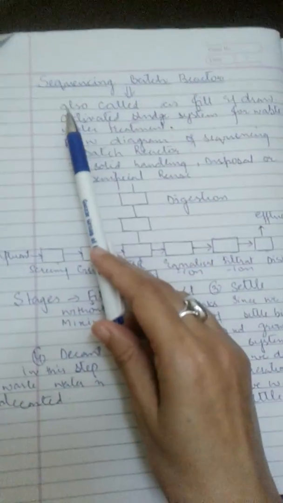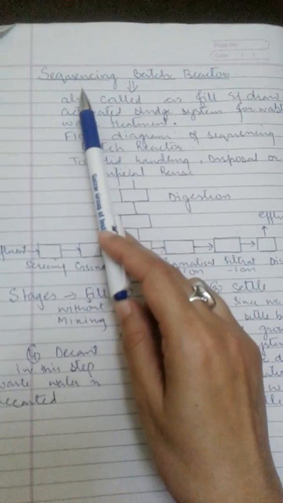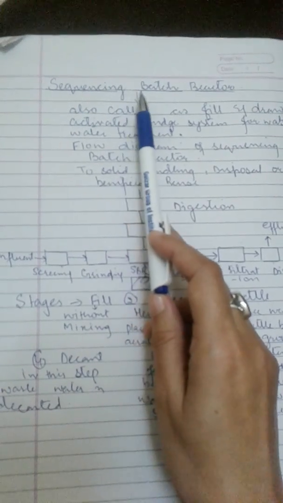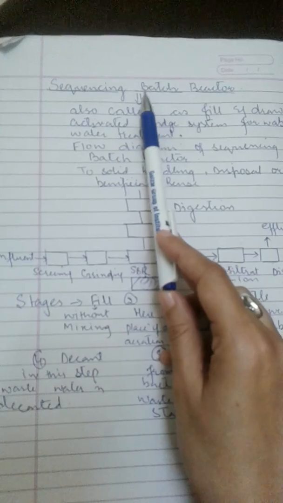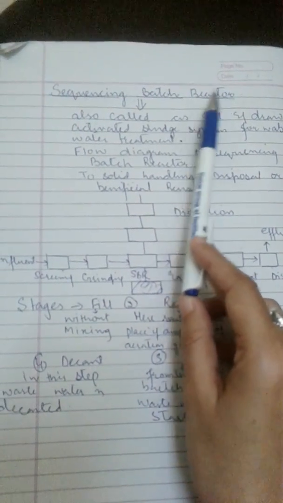Hello everyone. Today our topic is the sequencing batch reactor. Now, what is the sequencing batch reactor? So far we are discussing wastewater treatment. This is one of the treatments that we give to the wastewater before making it suitable for drinking.